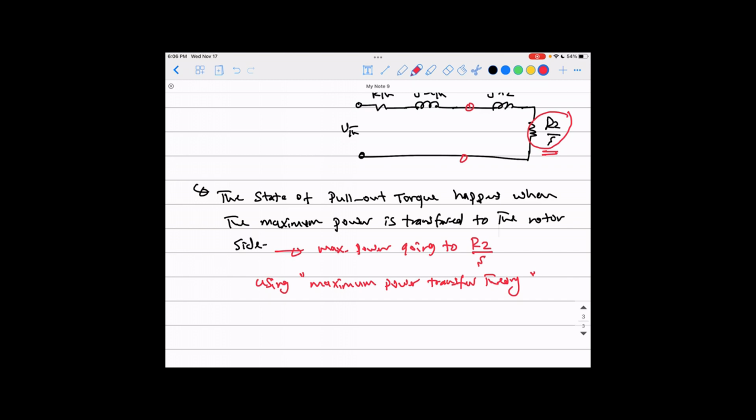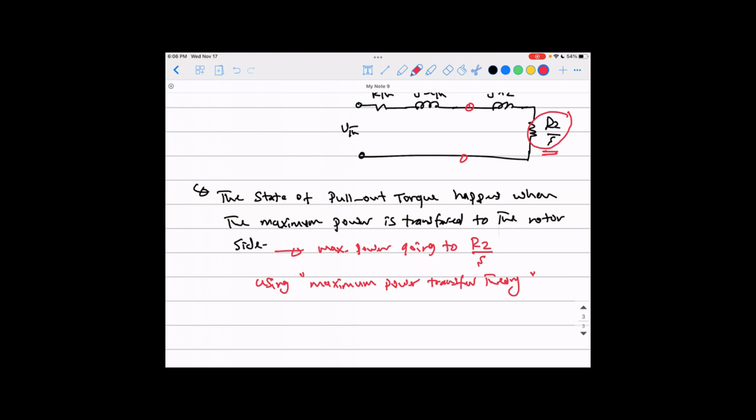And now we're using another theory, which is the maximum power transfer theory you had dealt with before in your circuit courses, but we didn't know why we were using it. So now we know how we can apply it to the physical application, and you can see it with your own eyes. Okay, guys?